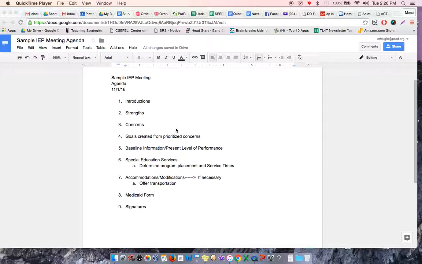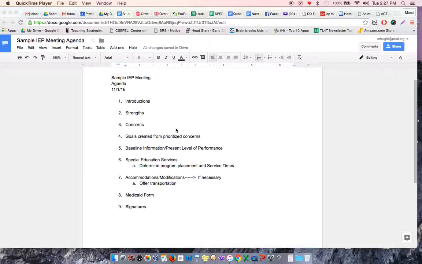Then we used those goals to go back and do baseline information, which is also your present level of performance, or some of you know it as PLEP. Your PLEP is on page 3, and typically that information is shared. We always shared that information before the goals, but now we're switching it up a little, because the present level of performance is their baseline of the stuff that we want them to be working on.